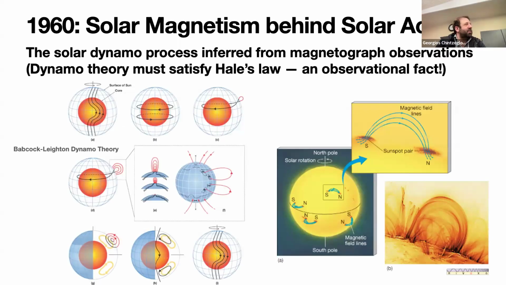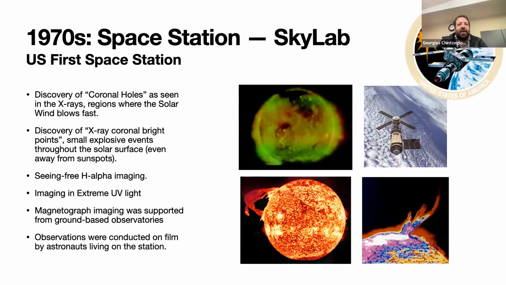Okay, I'm going to skip that. That's the solar dynamo process where magnetic fields are generated. This is back in the 1970s. Some of you might remember Skylab was the first United States space station. And this is where we closed our understanding in terms of how the solar corona is energized.